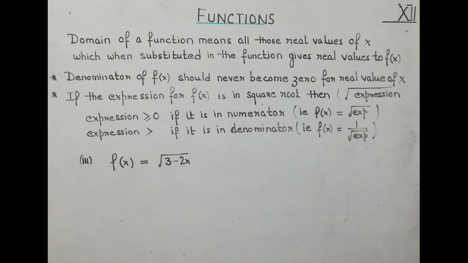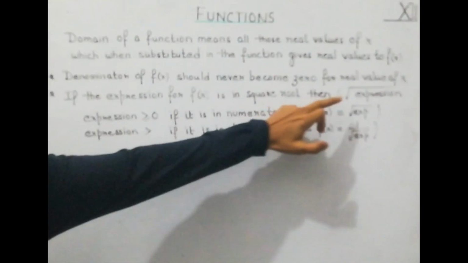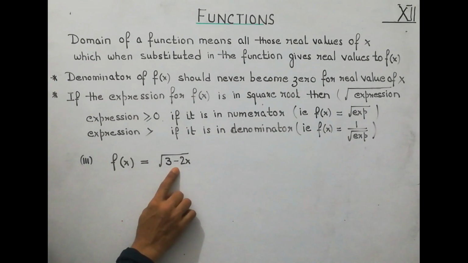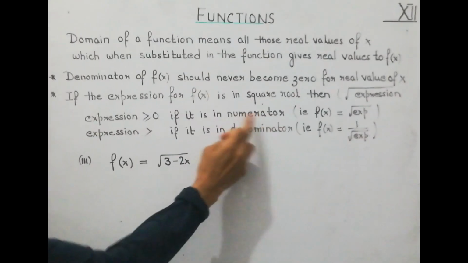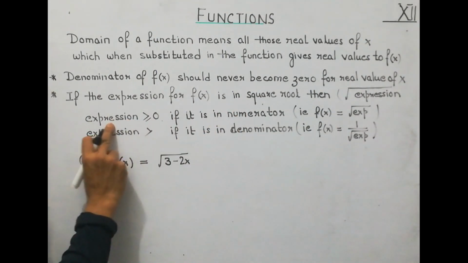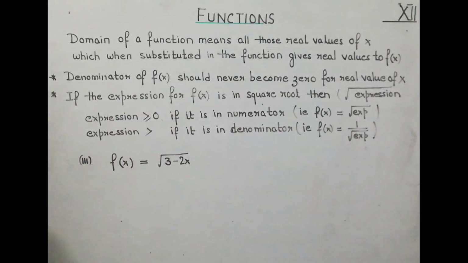Now here you can see the expression for f(x) is containing the root sign. If the expression is within the square root sign, then there will be these two possibilities. Either the expression lies in the numerator place, or the expression may lie in the denominator place. So here you can see this expression is lying in the numerator place. So for the domain, how will you find x? The expression should be either equal to 0 or greater than 0.